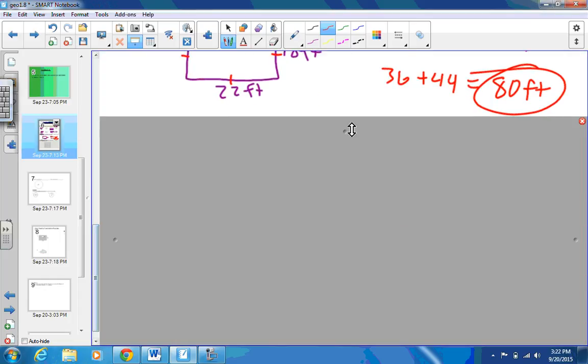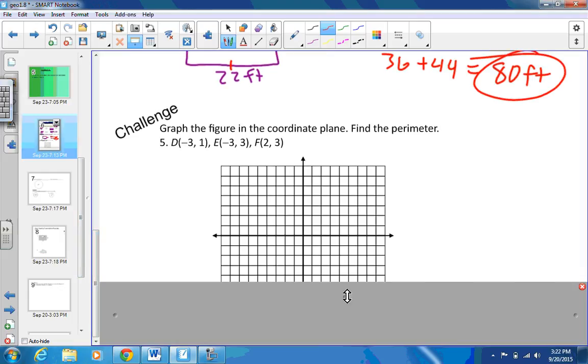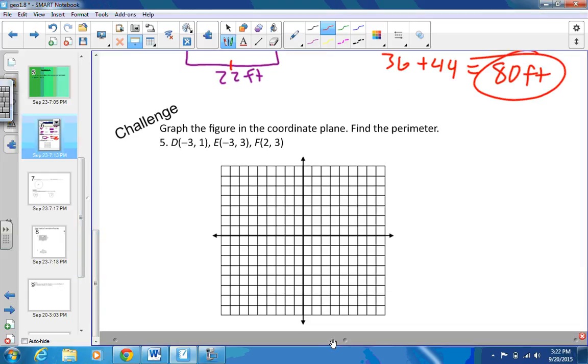All right, here's a challenge example for you. This is one that I'm not going to go through right now. You can try it on your own. I would actually suggest trying it on your own. But it says graph the figure on the coordinate plane and find the perimeter. So I'll start it off for you.